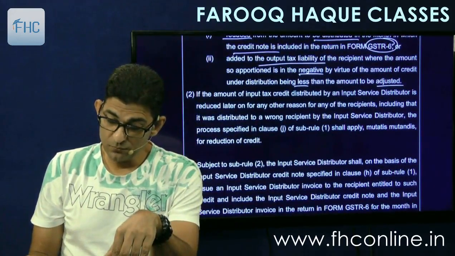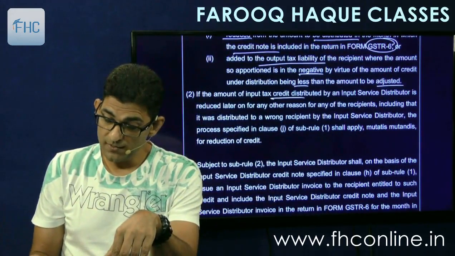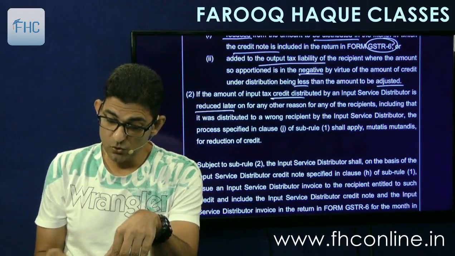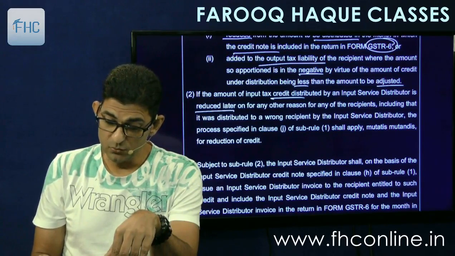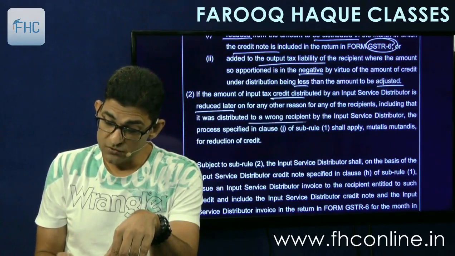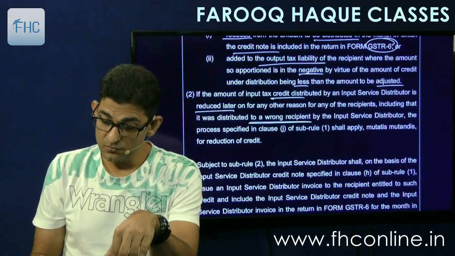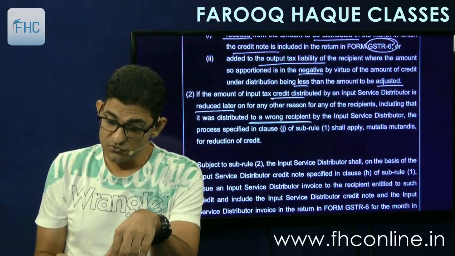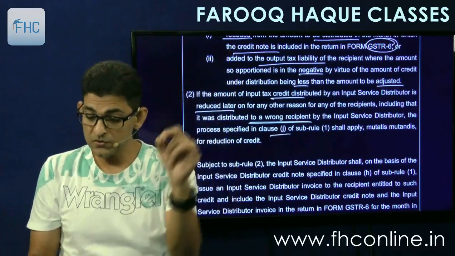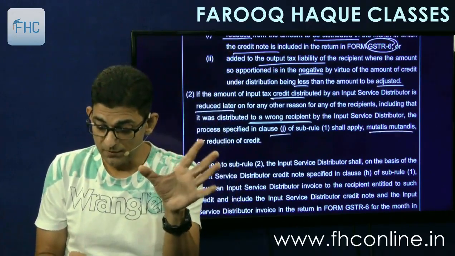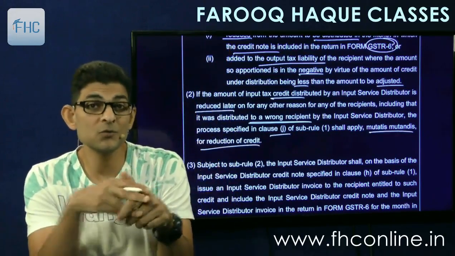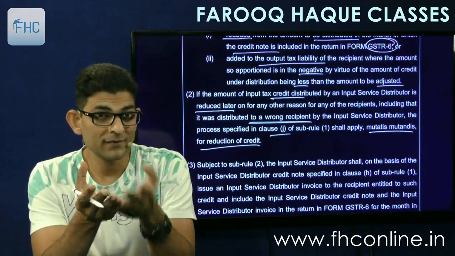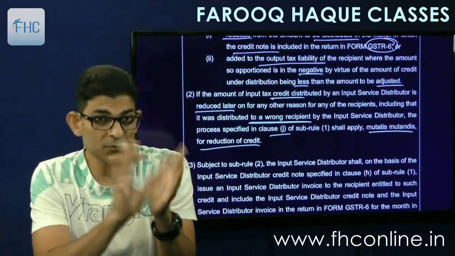And if the amount of input tax credit distributed by the ISD is reduced later on for any reason for any of the recipients, including that it was distributed to a wrong recipient by the input service distributor, the process specified in clause J, this above process, shall mutatis mutandis be applied for reduction of credit. So if it was wrongly distributed to one unit, it shouldn't have been distributed there. Then we'll issue debit and credit notes correspondingly.